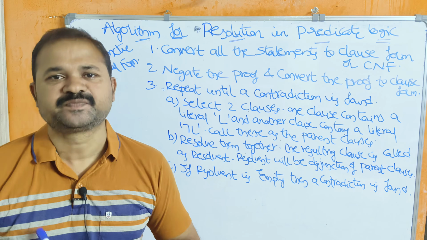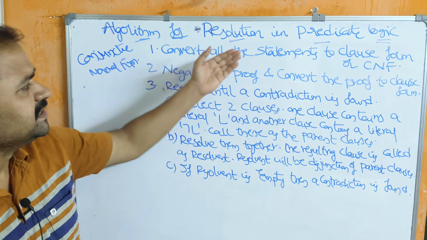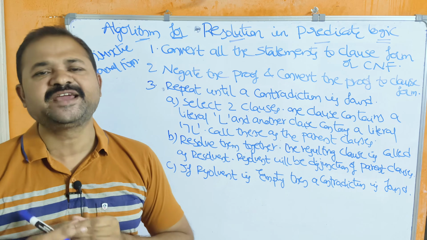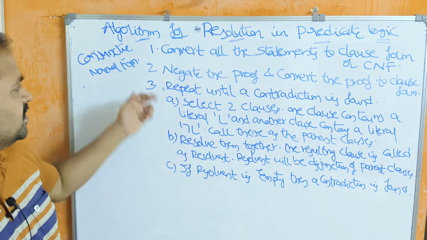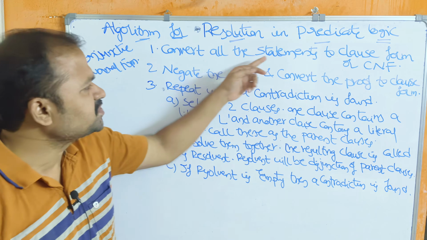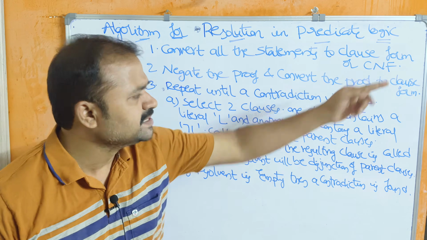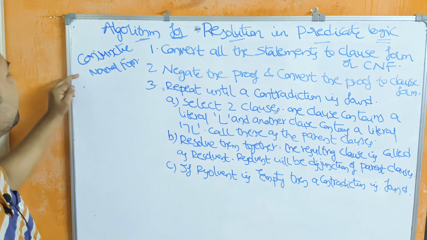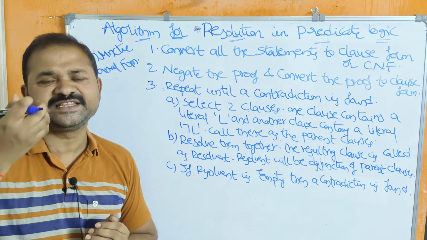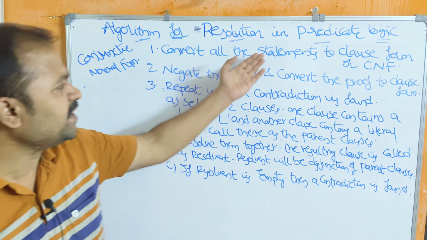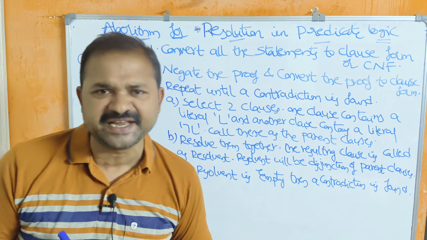In this class, we are going to discuss the algorithm for resolution in predicate logic. Totally, there are 3 steps. First step, convert all the statements to clause form or CNF. CNF means conjunctive normal form. First, let's see the steps to convert the given statements into the clause form or CNF form.